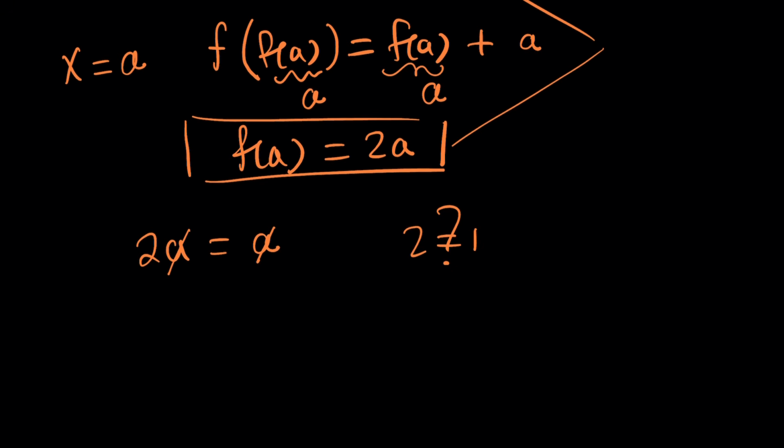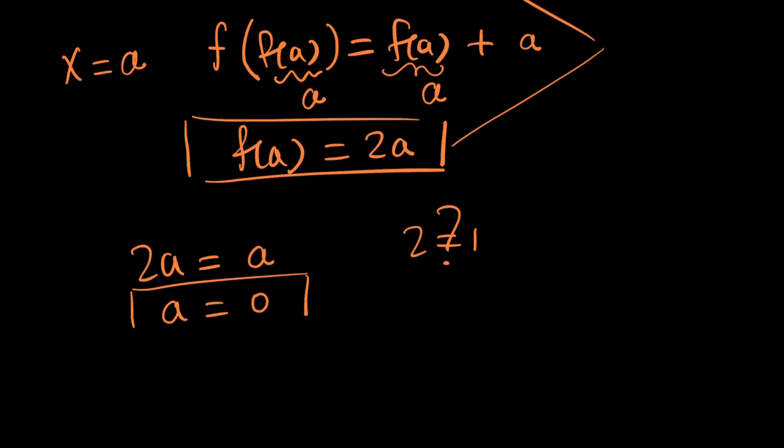So you shouldn't be canceling. And the reason is simple, because a could be 0. And you can't divide by 0. You're not supposed to do that, at least if you don't want to make it undefined. What should we do instead? Instead of dividing, you should subtract. And that gives you a equals 0.